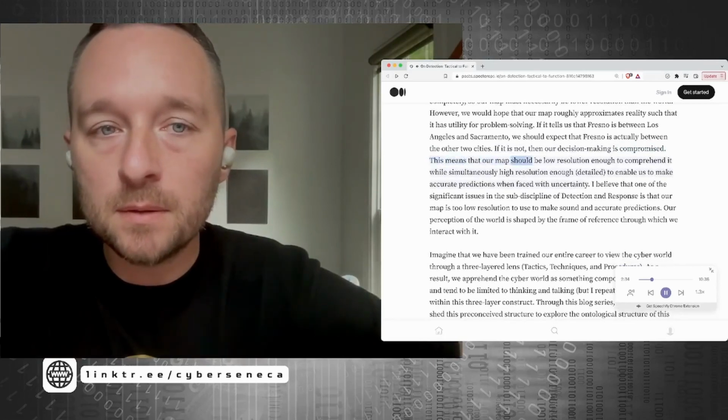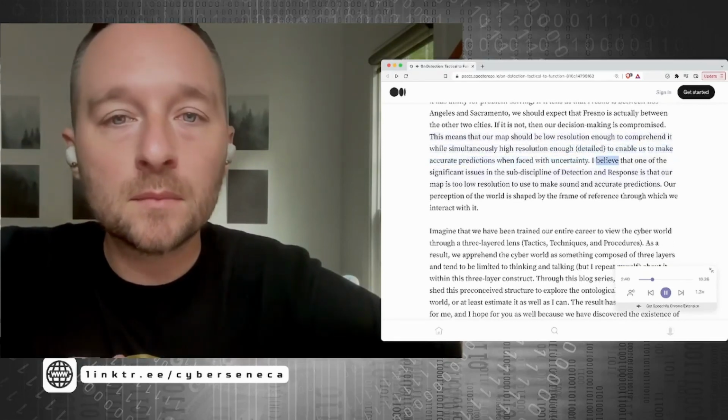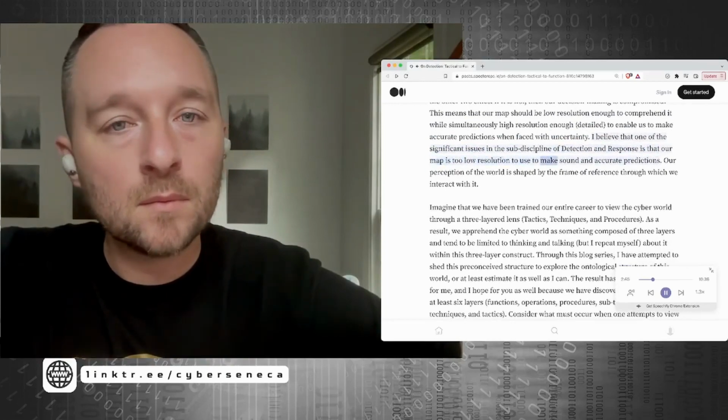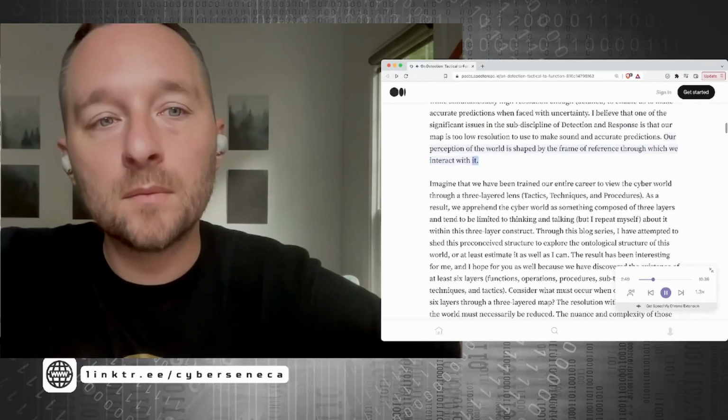This means that our map should be low resolution enough to comprehend it while simultaneously high resolution enough, detailed, to enable us to make accurate predictions when faced with uncertainty. I believe that one of the significant issues in the subdiscipline of detection and response is that our map is too low resolution to use to make sound and accurate predictions. Our perception of the world is shaped by the frame of reference through which we interact with it.